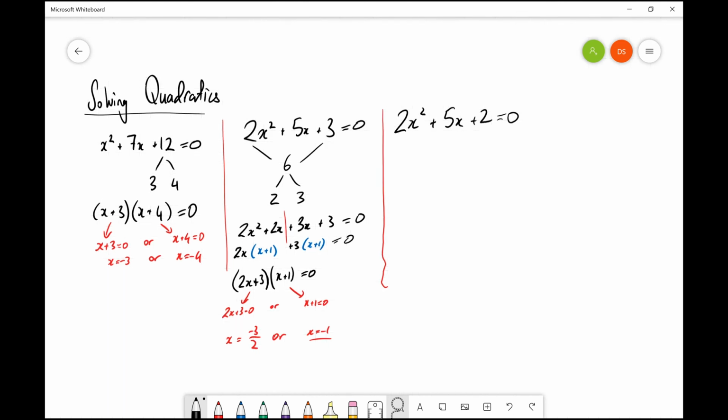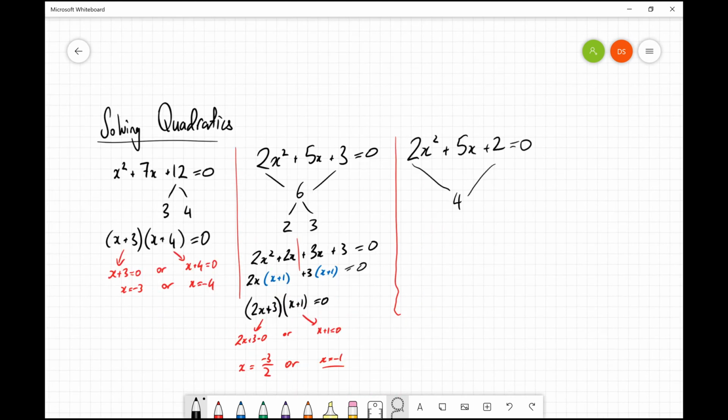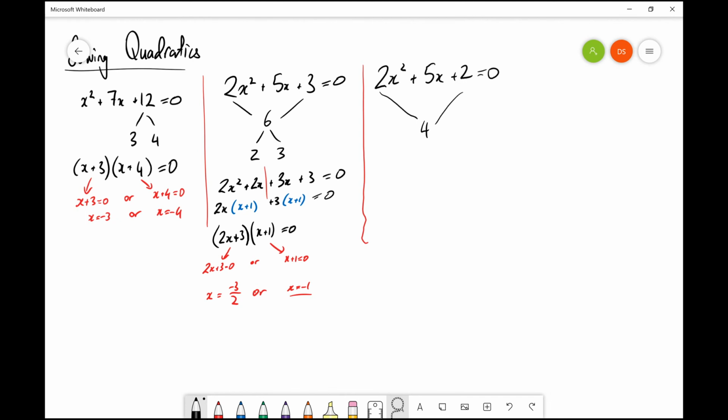What are two numbers that multiply to 4 that add to 5? Oh, it's 4 and 1. Oh my god, guys, I'm sorry. It's 4 and 1. Yep. They multiply together to get 4, add to 5. This works. Cool.